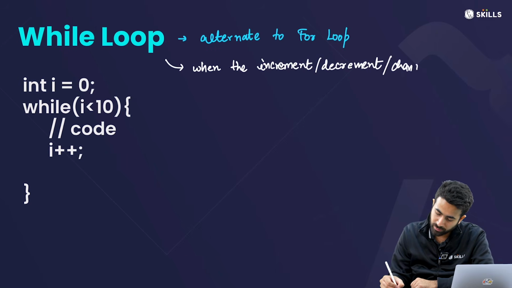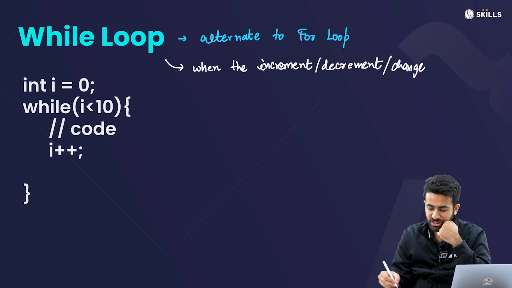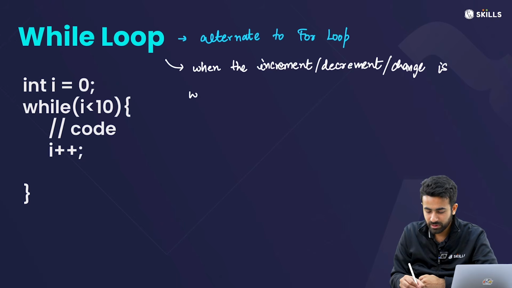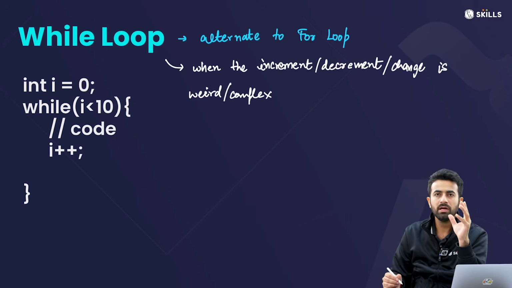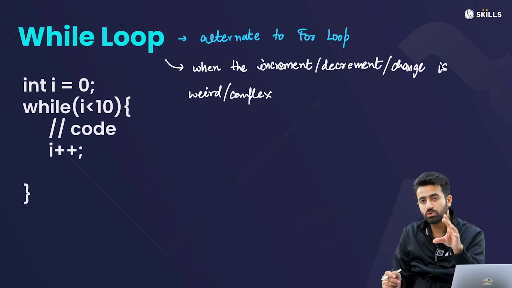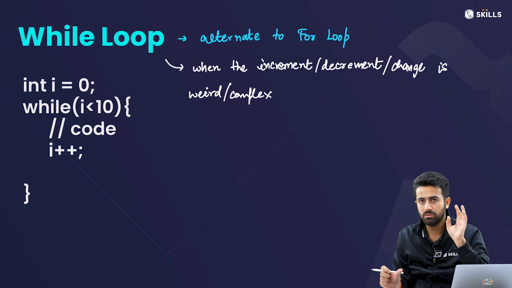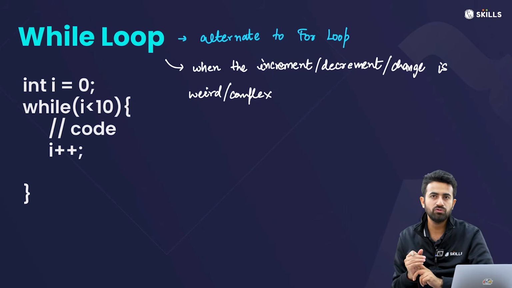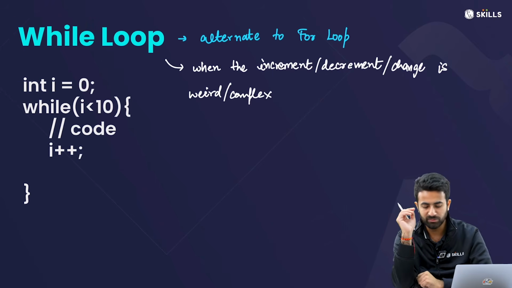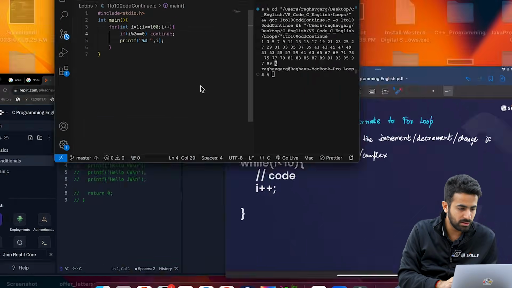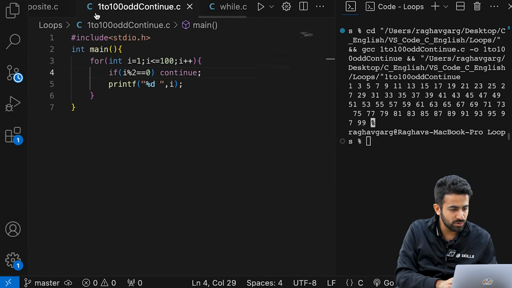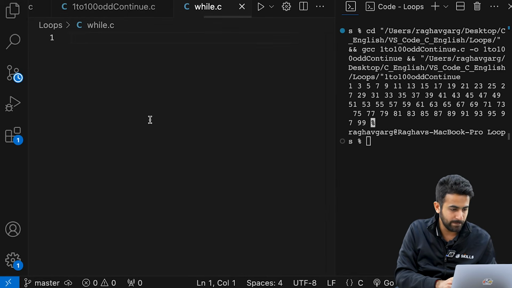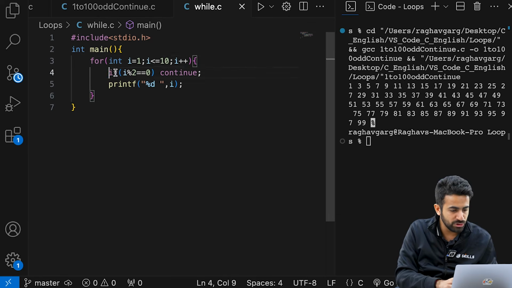When the change in the number whose condition is there is weird, or maybe complex, we use a while loop. We use the for loop when we 100% know that this will be the increment, or we 100% know the number of rounds that will be used. Okay, that's it. Then we use the for loop, but you will get to know while practicing. But anyways, let's move to the while loop. Let's go over here, while.c, and let's copy this code of 1 to 10, maybe not 1 to 100. I'll show you using a while loop again.